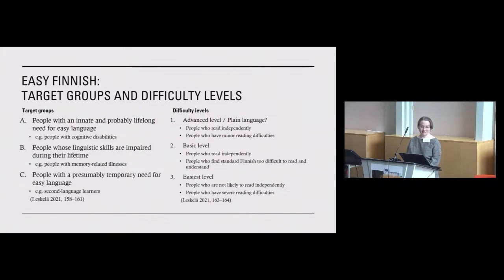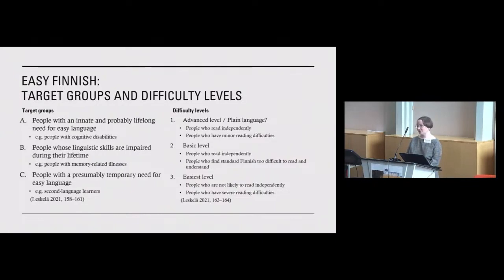And then there's the basic level easy language. Most easy language texts in Finland are written on this basic level. So easy language media texts and administrative texts are published on basic level easy language. And it's meant for people who read independently and people who find standard Finnish too difficult to read and understand. And then there is the easiest level of easy language, and that's meant for people who are not likely to read independently and people who have severe reading difficulties.